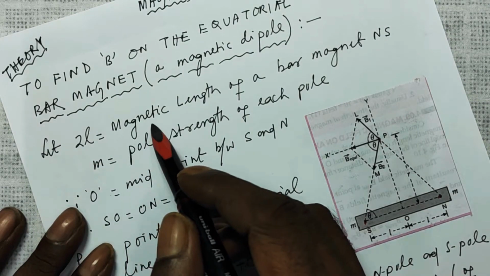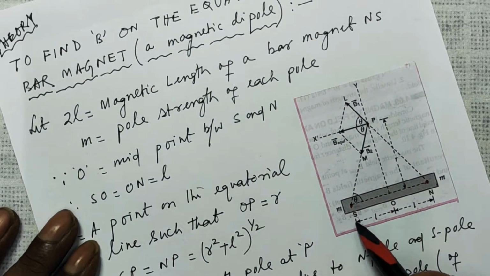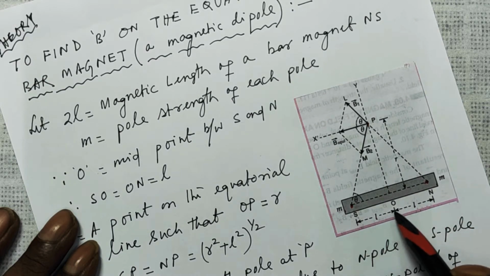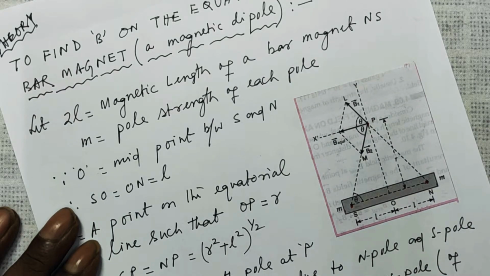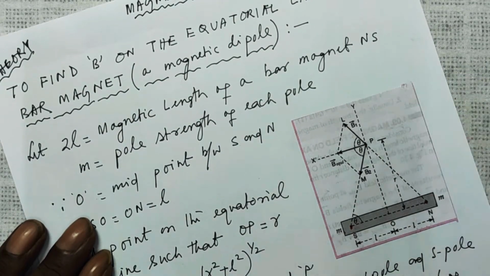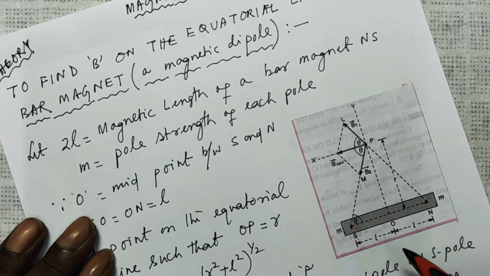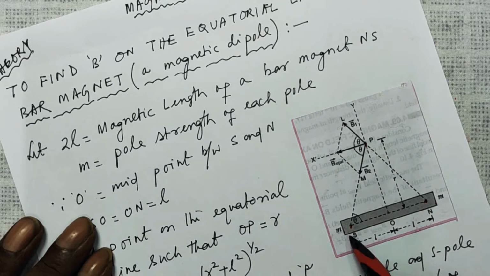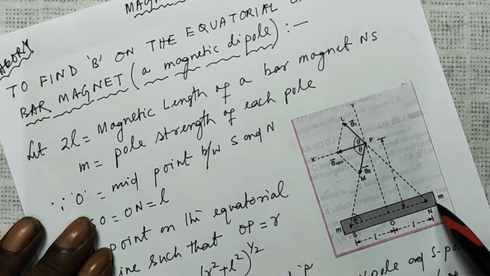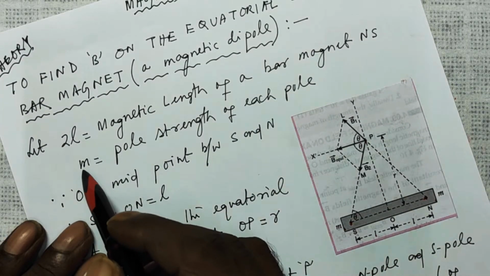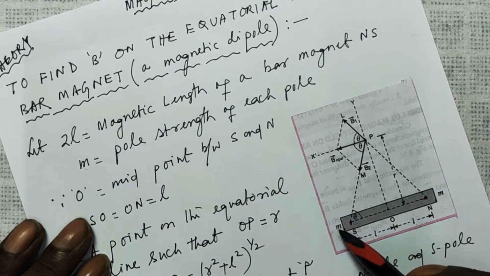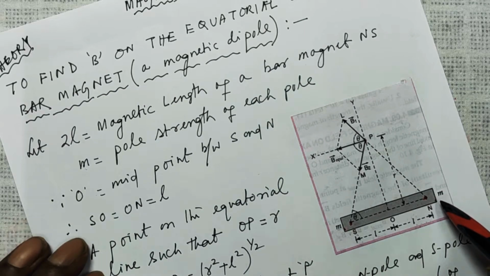Let 2L be the magnetic length of the bar magnet. Between the points S and N, this distance is 2L, the magnetic length of a bar magnet, which I have already told you in previous lessons. The magnetic length, between the south pole and the north pole, is actually less than the geometrical length. And let small m be the pole strength of each pole. This south pole has a pole strength m, and this north pole has a pole strength m.